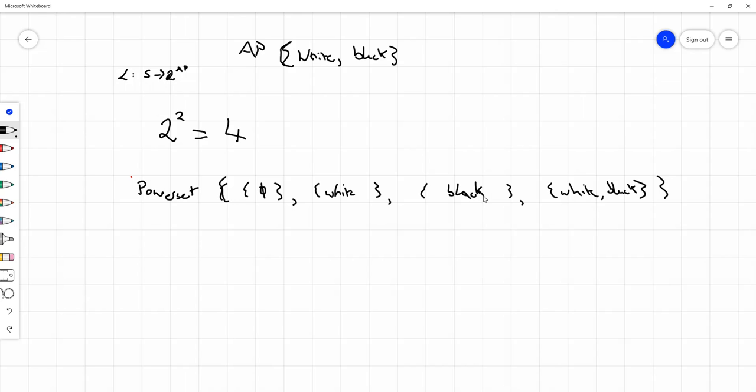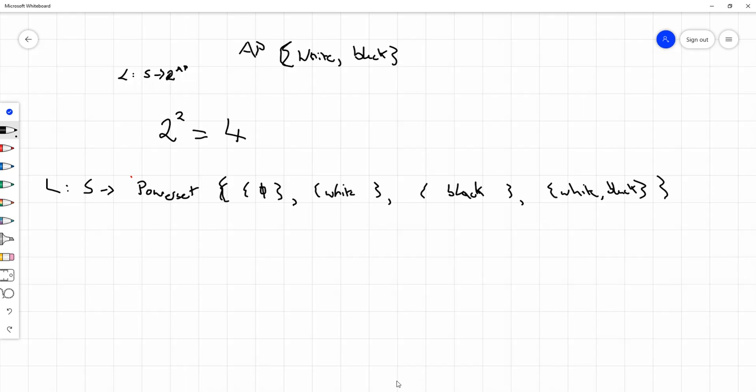So this is what we're seeing. In each state, the label for our states, we have this power set, which is denoted by 2 to the power of AP. That's what our power set is denoted by. And in this, the sets we can have are the empty set, we can have white, we can have black, or we can have white and black.